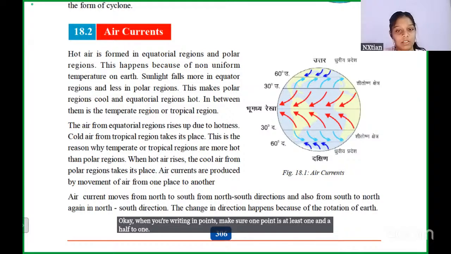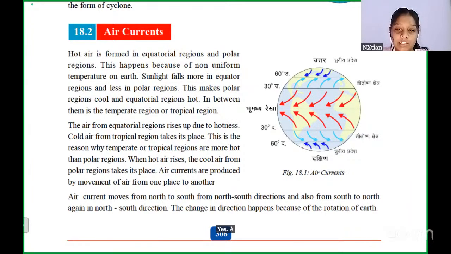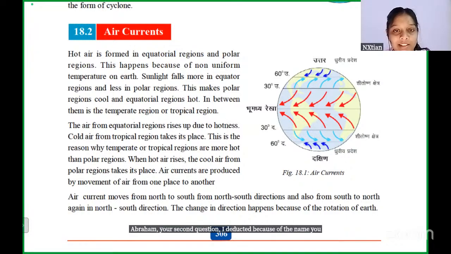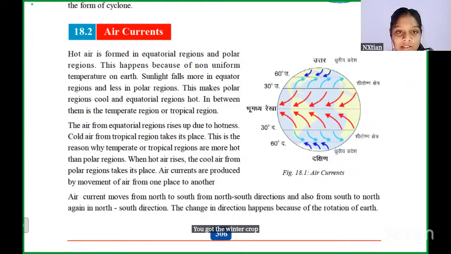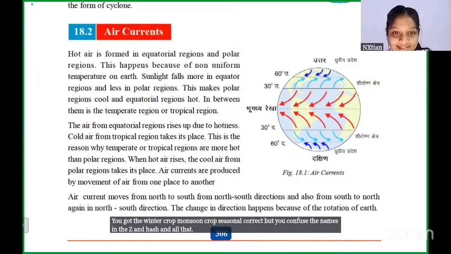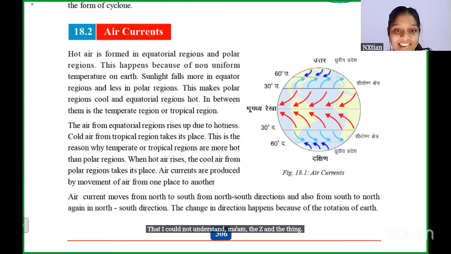Abraham, any doubts from the test? No doubts. Okay. Abraham, your second question I deducted because of the names. You got the winter crop, monsoon crop, seasonal correct, but you confused the names, the Zaid and Kharif and all that. That I could not understand, ma'am. I couldn't remember the Hindi names. Yes, so you confused it in that way.